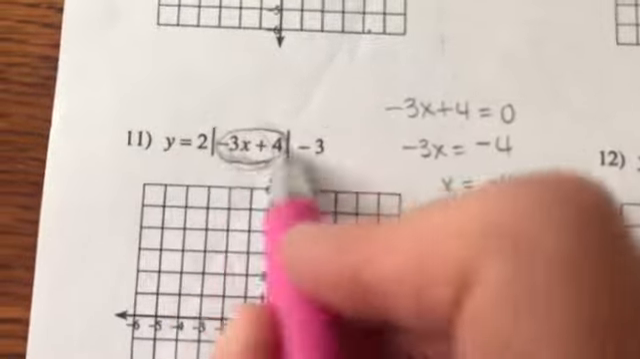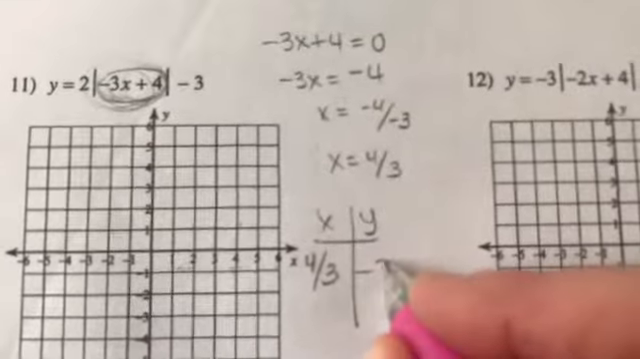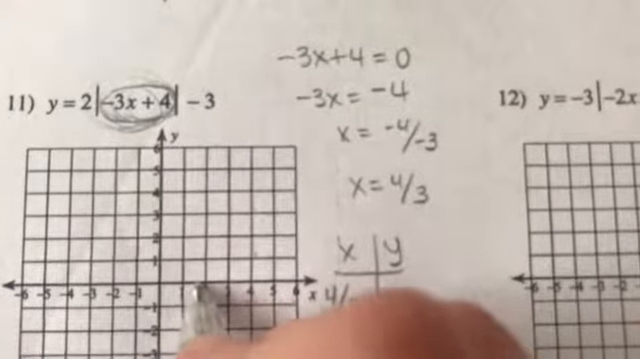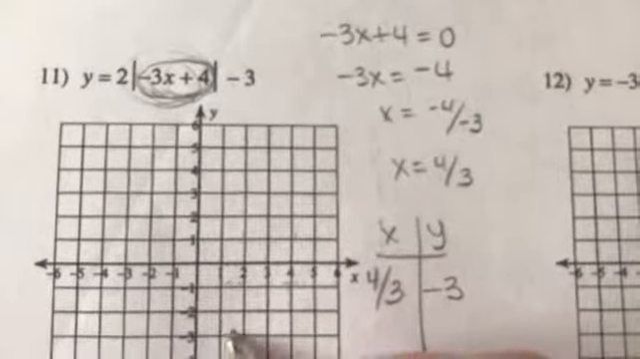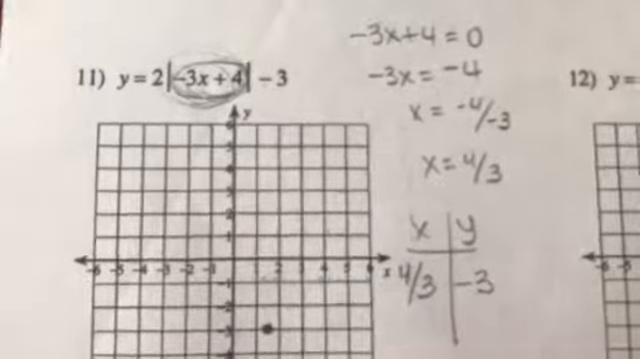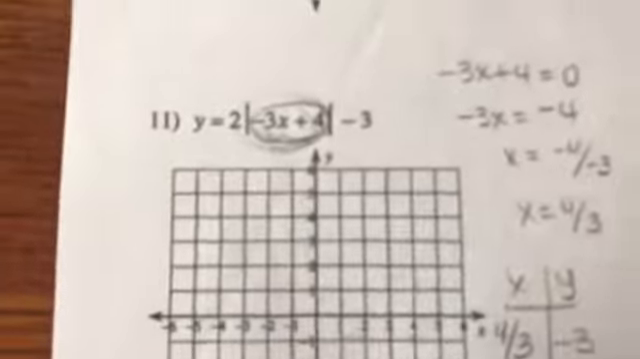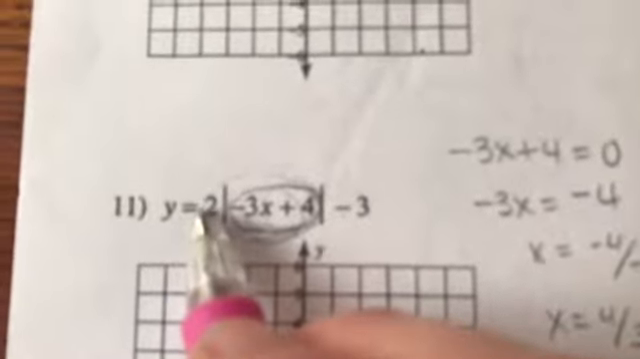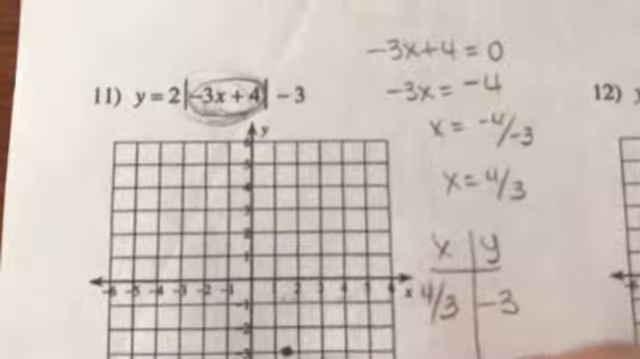2 times 0 is 0. 0 minus 3 is negative 3. So that's my first point. That's about 1 1/3, so you're going to have to approximate. And then I'm going to go down 3. 1, 2, 3. So it's about here. That would be a hard point to find otherwise. But remember, that is the peak of my graph. So the question is, is this going to open up or down? Well, notice that's a positive out there, so it's going to open up. So I already know it's going to look something like this.